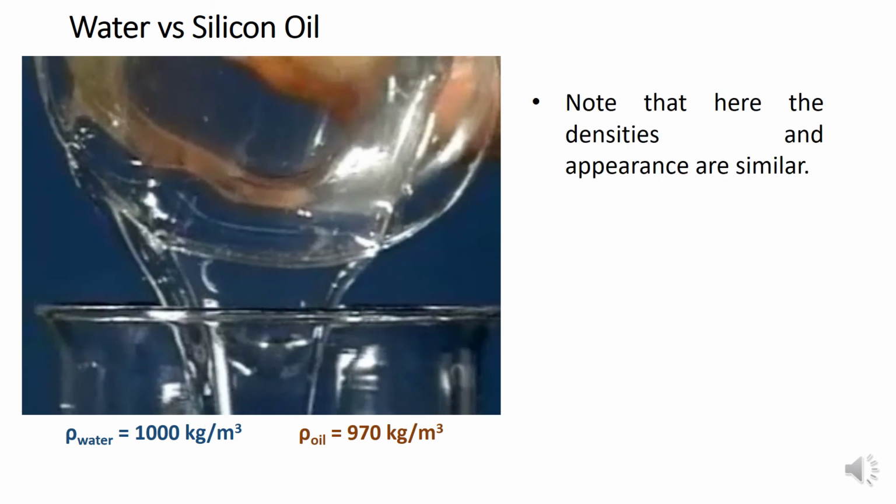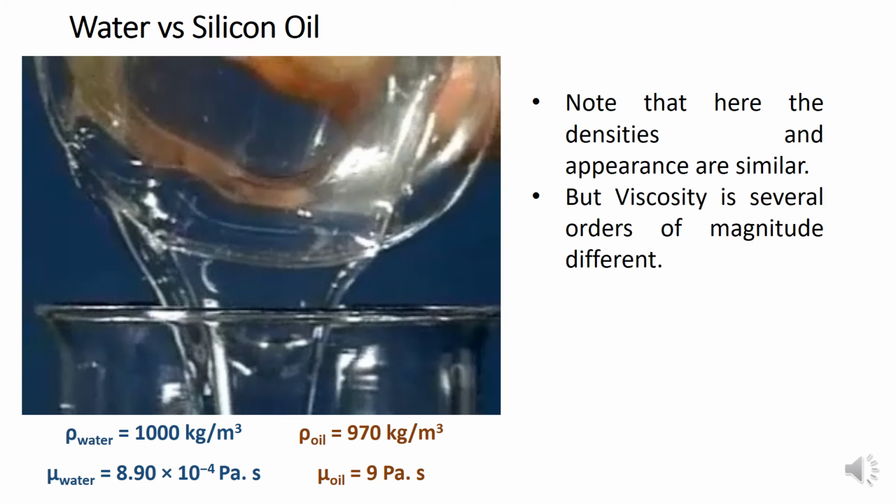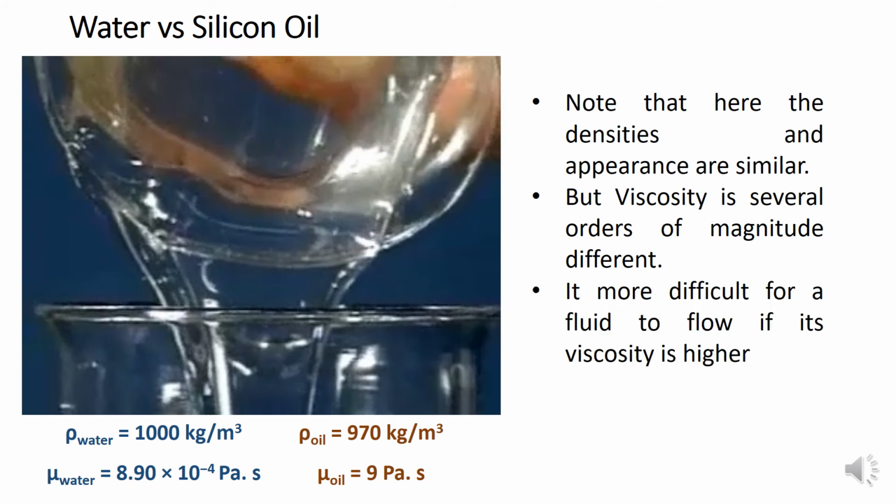The reason behind that is the viscosity mu value. The dynamic viscosity value is 8.90 into 10 raised to minus 4 Pascal second for water, whereas for oil it is 9 Pascal second, which is very much higher than that of water. So that's the main reason behind the difficulty in flow for silicone oil compared to water.